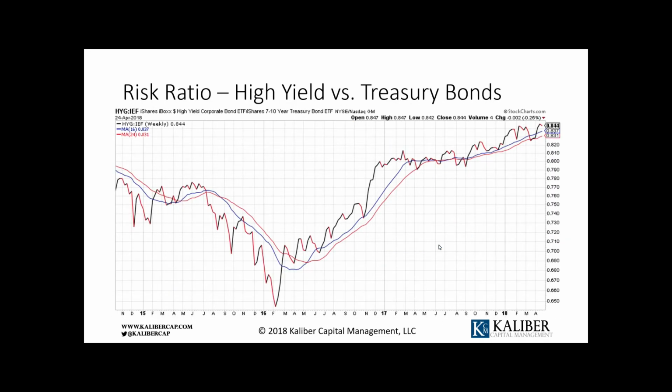This chart shows the price ratio of high-yield corporate bonds to 7 to 10-year U.S. Treasuries. If the ratio is up, more market participants want to be in riskier high-yield corporate bonds than safe U.S. Treasury bonds. As you can see, investors are in risk-on mode versus risk-off. This evidence also tells us that stock market outcomes might be better than expected.